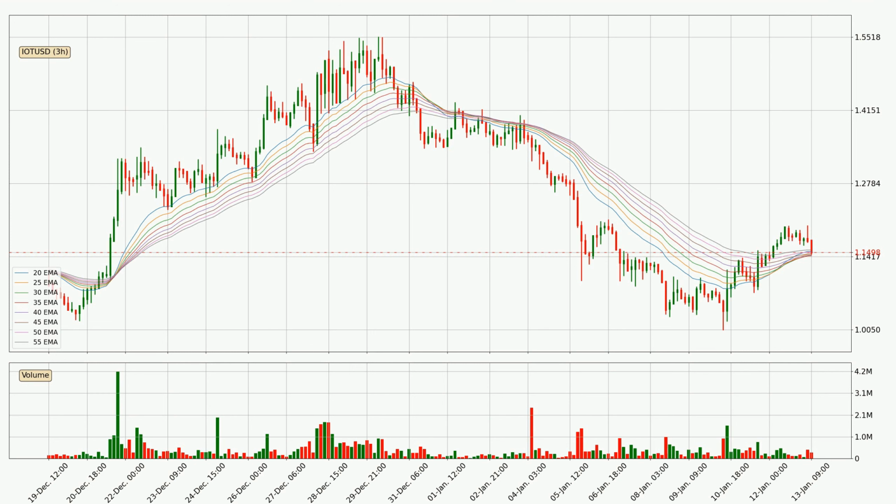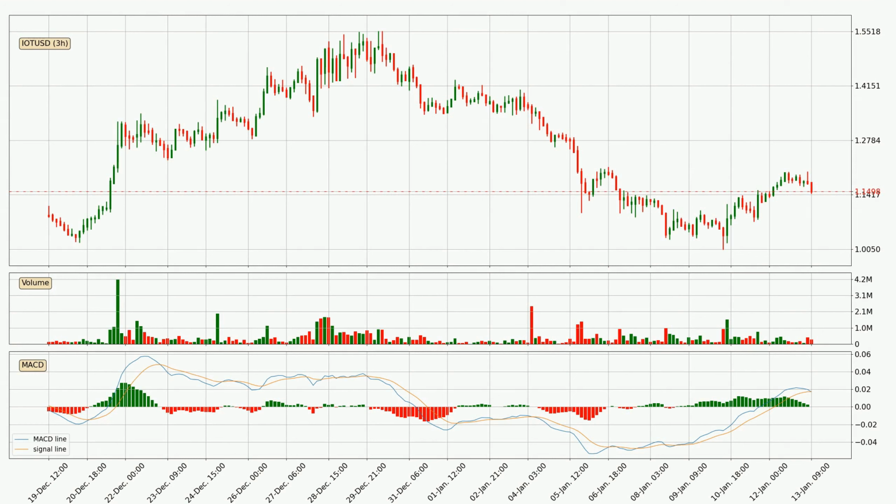Jumping to the 3-hourly MACD, the MACD line is below the signal line, which shows that the current trend is on the downside. We can expect the price to continue going down or perhaps remain at least stable because the MACD histogram shows the momentum currently being strong.